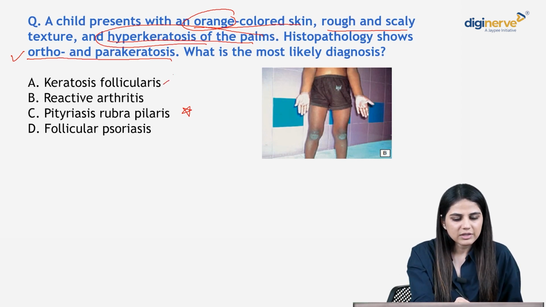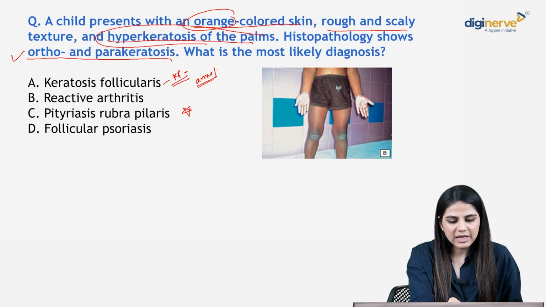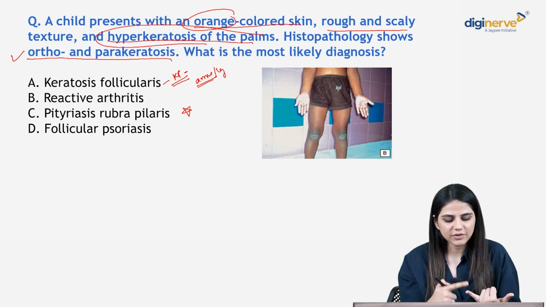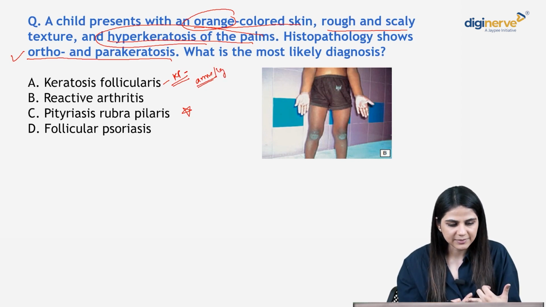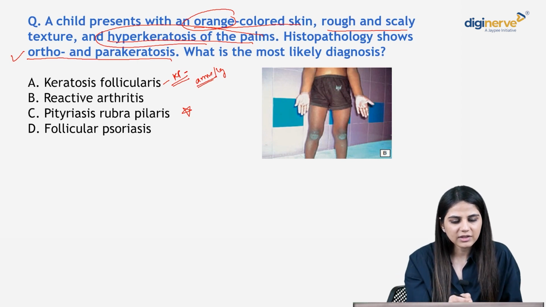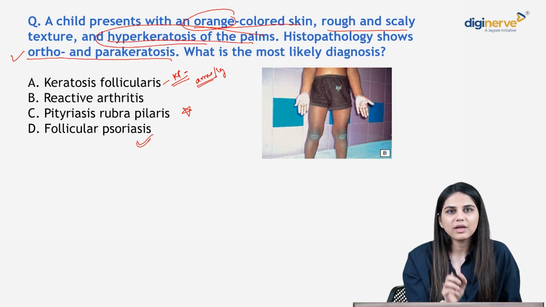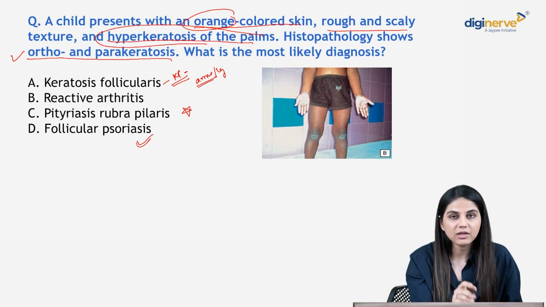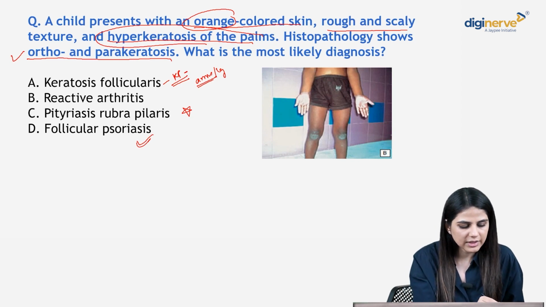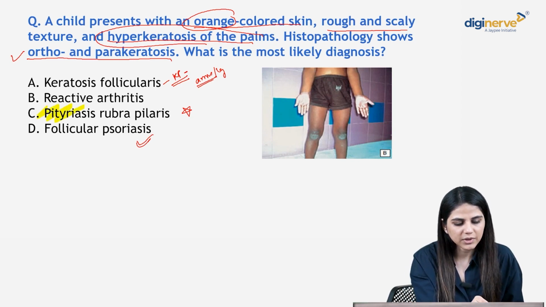Keratosis follicularis is keratosis pilaris, which is seen on arms and legs, probably due to constant friction or waxing in females. Reactive arthritis will not present with ortho and parakeratosis. Follicular psoriasis will have histopathology of psoriasis and not PRP. So the correct answer here is PRP.